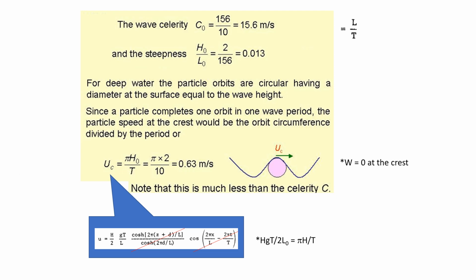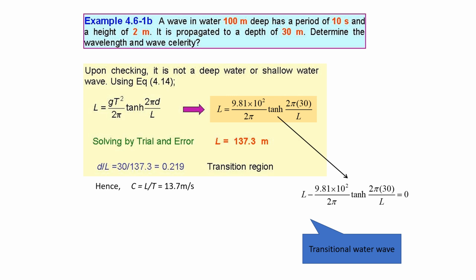In this next example, we're actually looking at the same wave in a water 100 meter deep with a period of 10 seconds and a height of 2 meter, but which has propagated to a water depth of 30 meter. So now we want to determine the wavelength and the wave celerity.